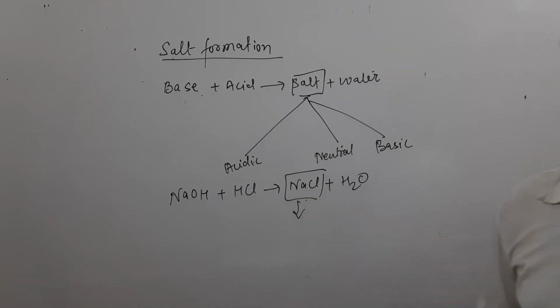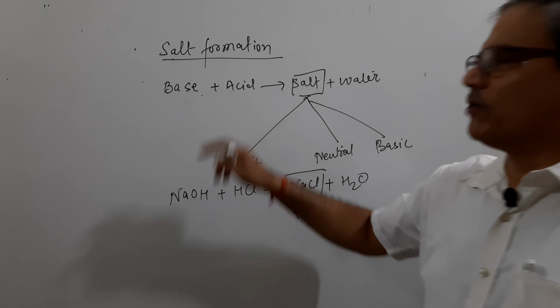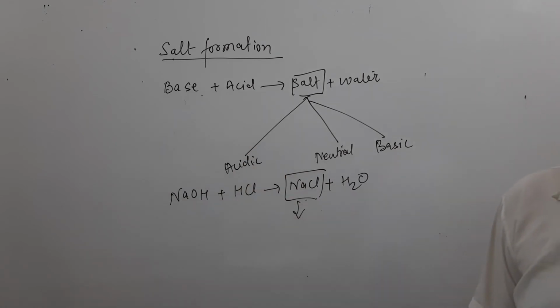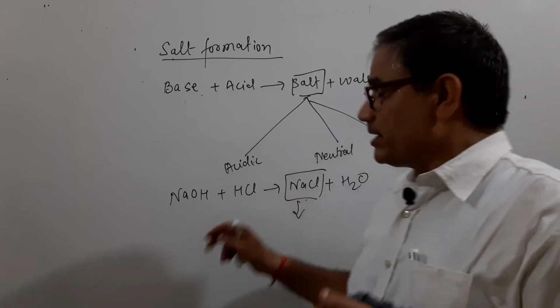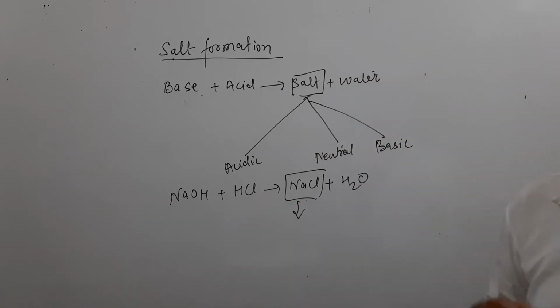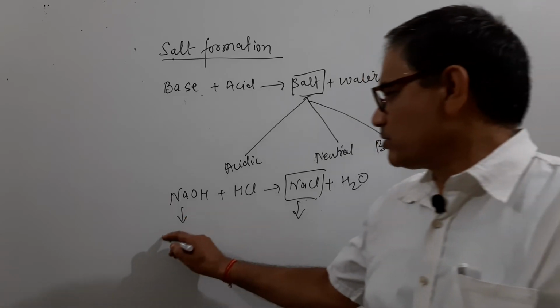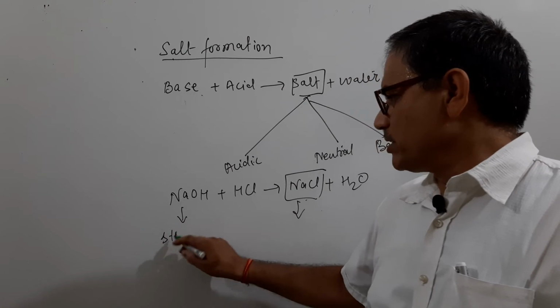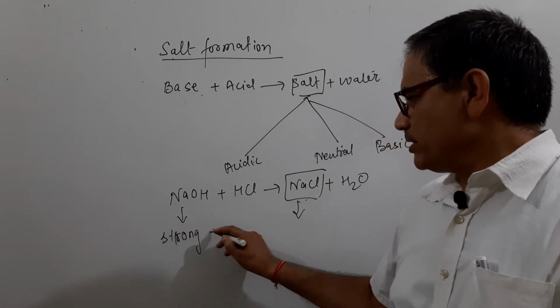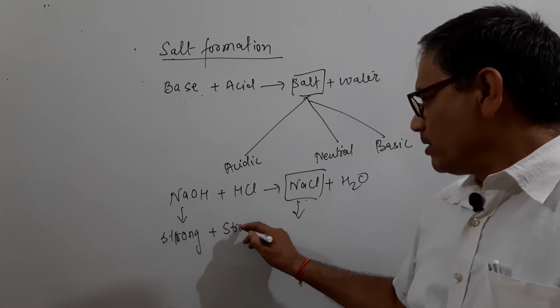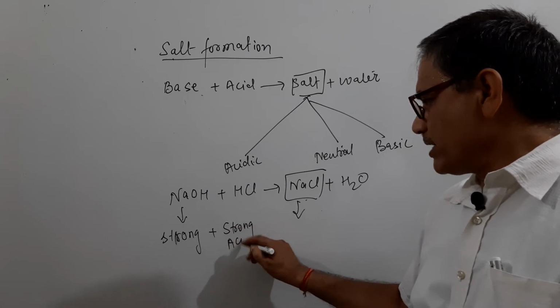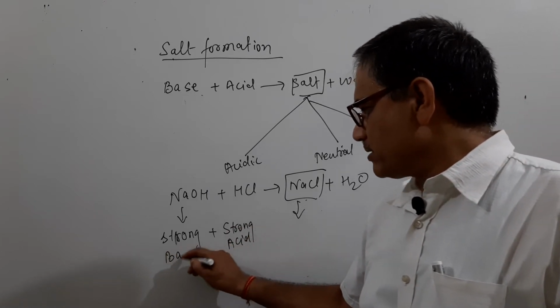The nature of the salt can be determined with the help of the nature of the acid or base. And here is NaCl. Is the nature of this NaCl acidic or basic? We can determine it: NaOH is a strong base, and HCl is a strong acid.